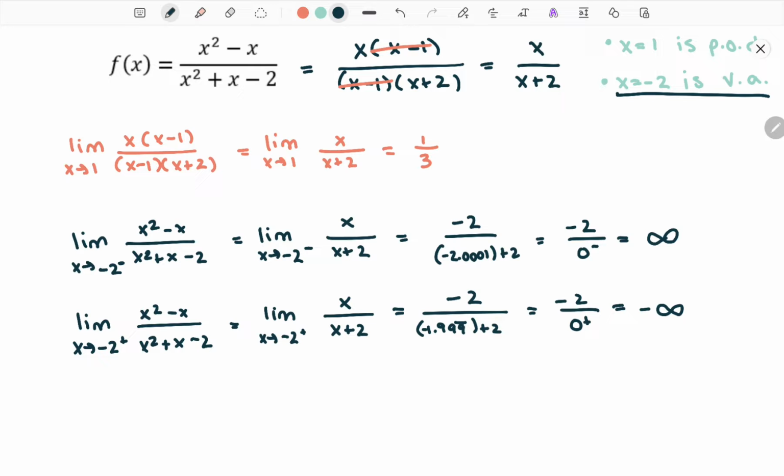Again, I only need one of these two things to make sure that the point is a vertical asymptote, but I'm going to check both, and I'm going to ask you to check both. So I can say, therefore, vertical asymptote at x equals -2. And so that's how we double check and justify vertical asymptotes.